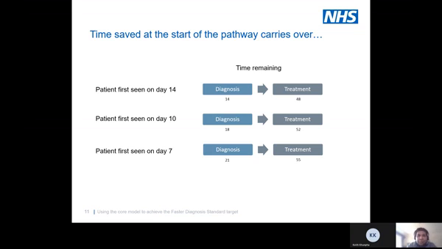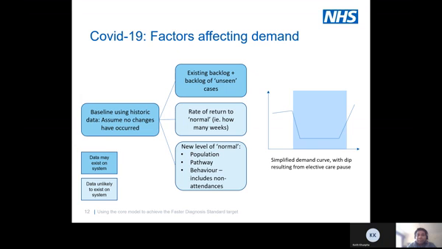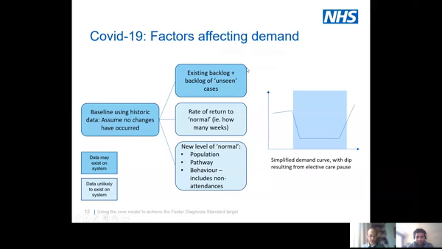So without further ado, I would like to hand over to Keith. He's going to talk about factors that affect demand and capacity in the current climate and how we can account for those using the core model. Thanks very much, Ash.